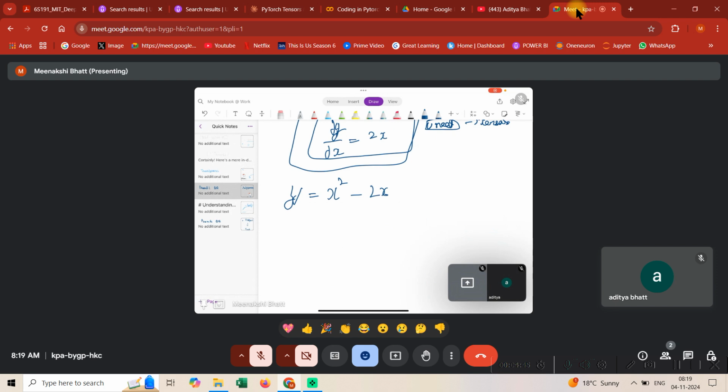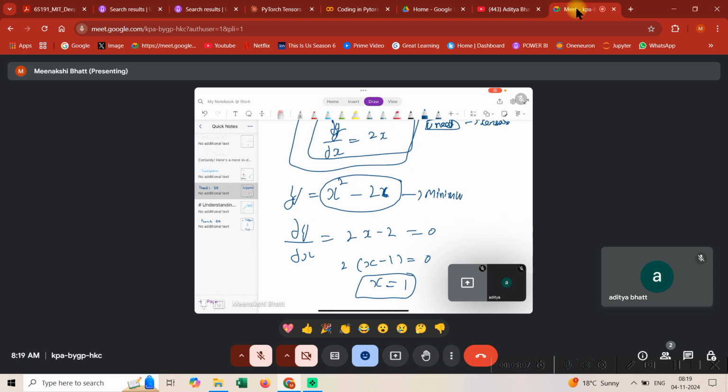In school, we might have had a function x squared minus 2x, and someone asks us to find the minimum of the function. We go by dy by dx is 2x minus 2, then equate this to 0, take 2 common, and we get x as 1. So this function takes the minimum value when x is equal to 1. These kinds of calculations happen a lot in PyTorch, specifically in the backend.